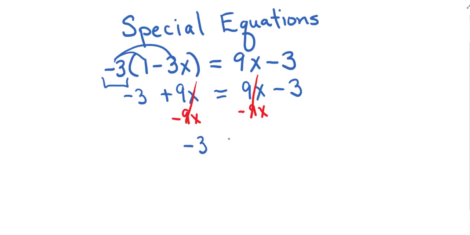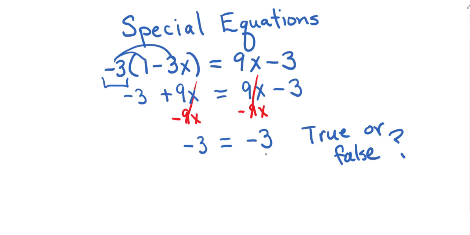So what we're left with is a statement with no variable. When that happens, you have a different kind of solution. And what you want to know is, is your statement true or false? This one is true because -3 is equal to -3. So we want to answer all real numbers.